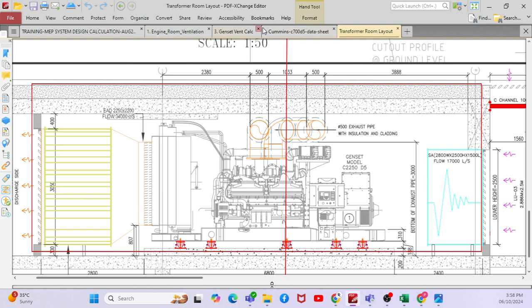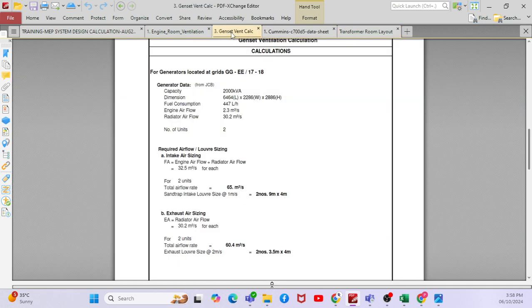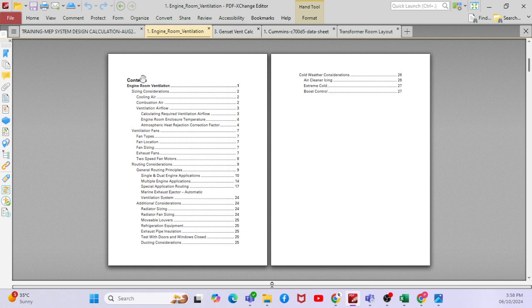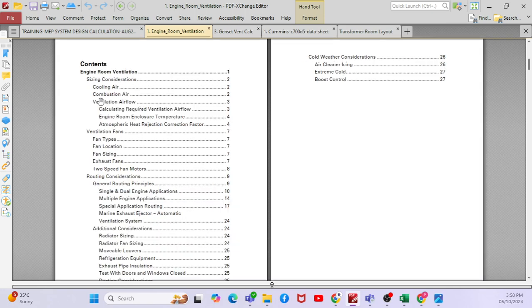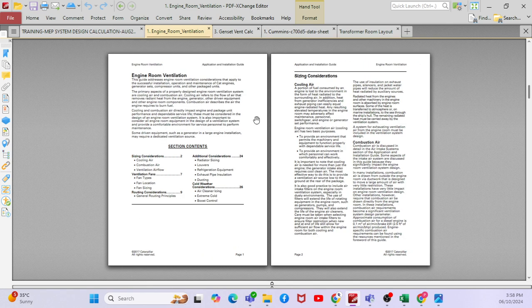So if you go to one of the guidelines, this is the guideline, engine room ventilation, sizing consideration. One is for cooling air and another one is for combustion air. You require cooling air to cool the generator, and another one is combustion air for the combustion, right? So this is the way of sizing consideration.